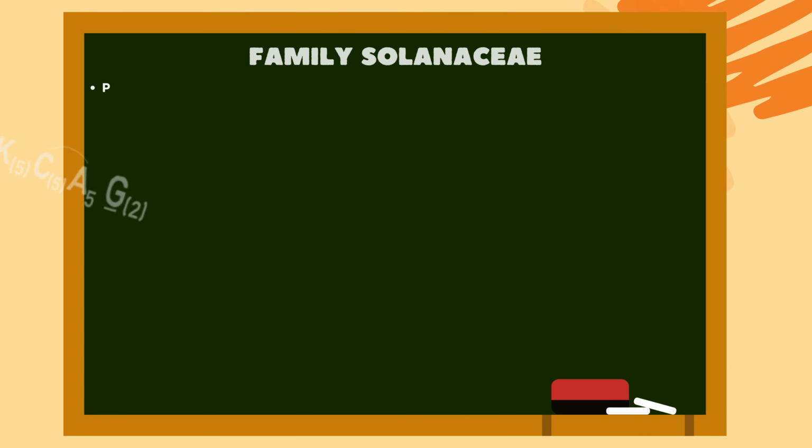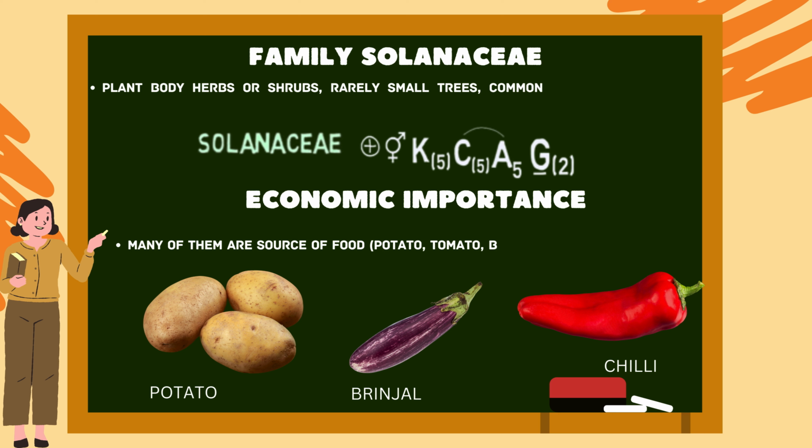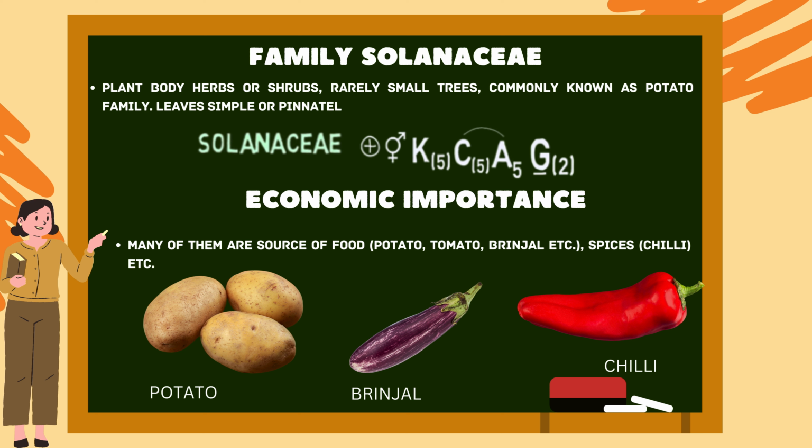Family Solanaceae. Plant body herbs or shrubs, rarely small trees, commonly known as the potato family. Leaves simple or pinnately compound with reticulate venation. Economic importance of family Solanaceae: many of them are sources of food, such as potato, tomato, brinjal, and spices, that is chilli.